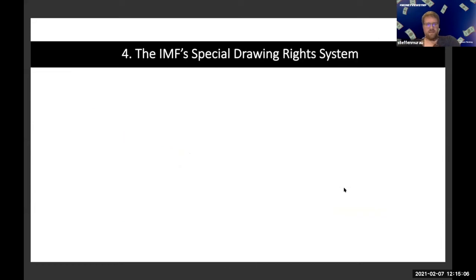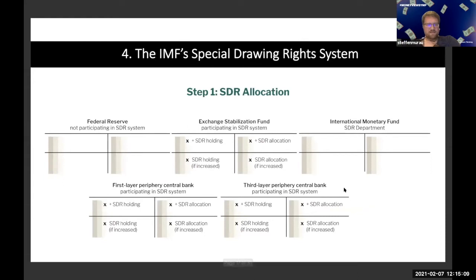And then finally, the SDR system. So the way the SDR system works, I briefly alluded to it, and this is now maybe the most complicated balance sheet figure. So we have the Fed, the Exchange Stabilization Fund, the IMF, and then a first layer and a third layer periphery central bank. To understand how the SDR system works, there first has to be an allocation of SDRs. And allocation of SDRs means that the participants of the SDR system, which are peripheral central banks, here idealized, and in the US, the Exchange Stabilization Fund, they simultaneously get an asset and a liability. SDR holding is the asset, SDR allocation is the liability. You have to pay interest for allocation, you get interest for holdings, while you have the same amount of both. You don't pay any interest. So the balance sheet expands.